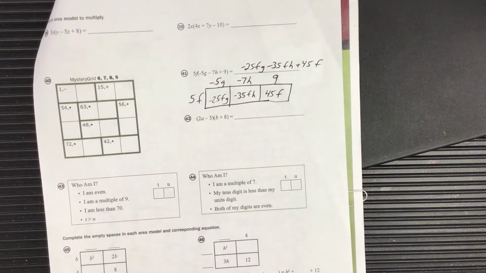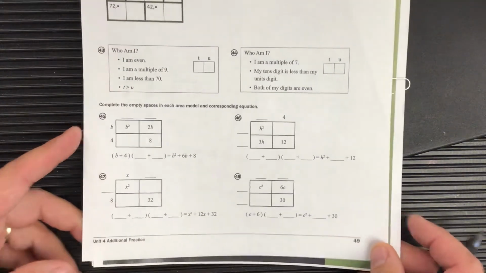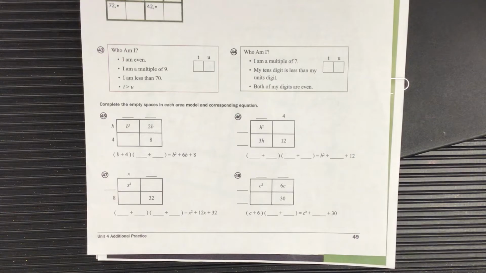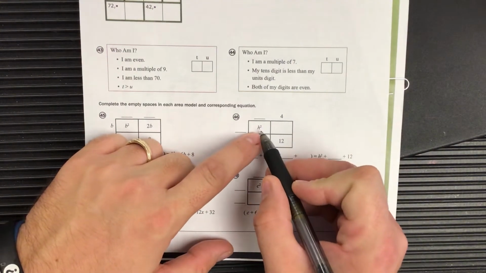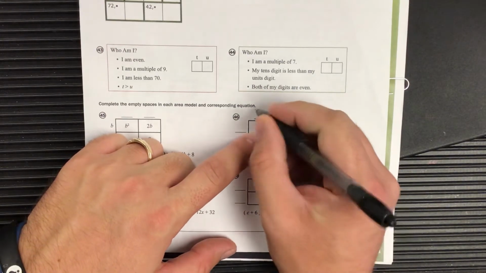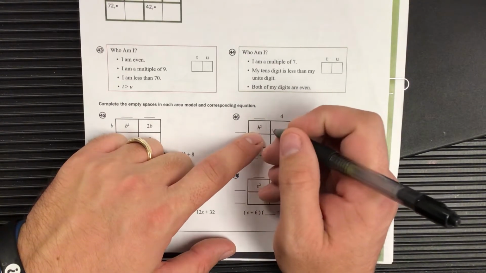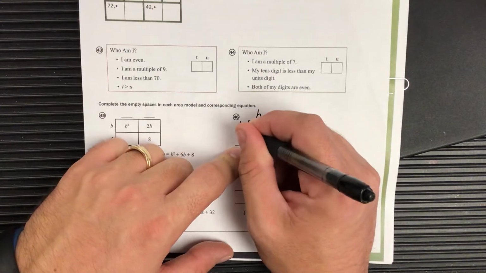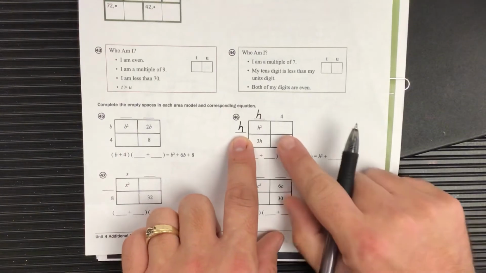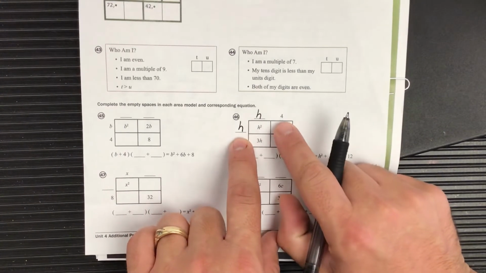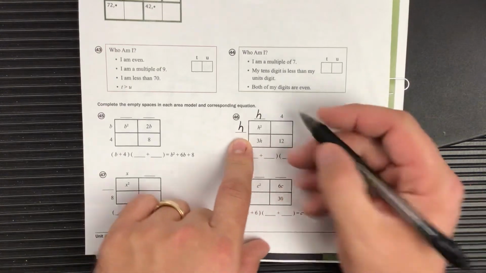Okay, let's do one of the bottom four, and then I'll give you a little time to finish this page. Let's pick one of 45 through 48. 46. All right, so what two things multiplied together would give us h squared? H and H. Okay, let's go to the right. h times 4 is 4h.